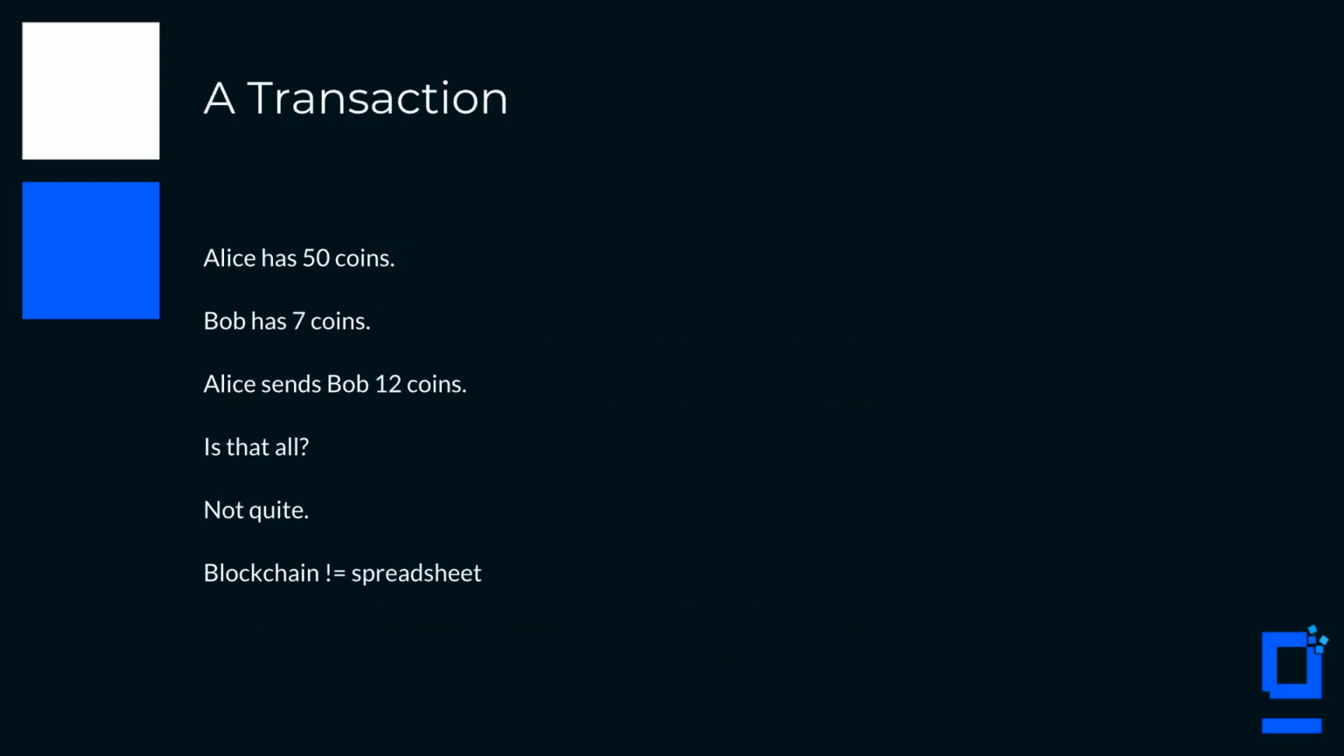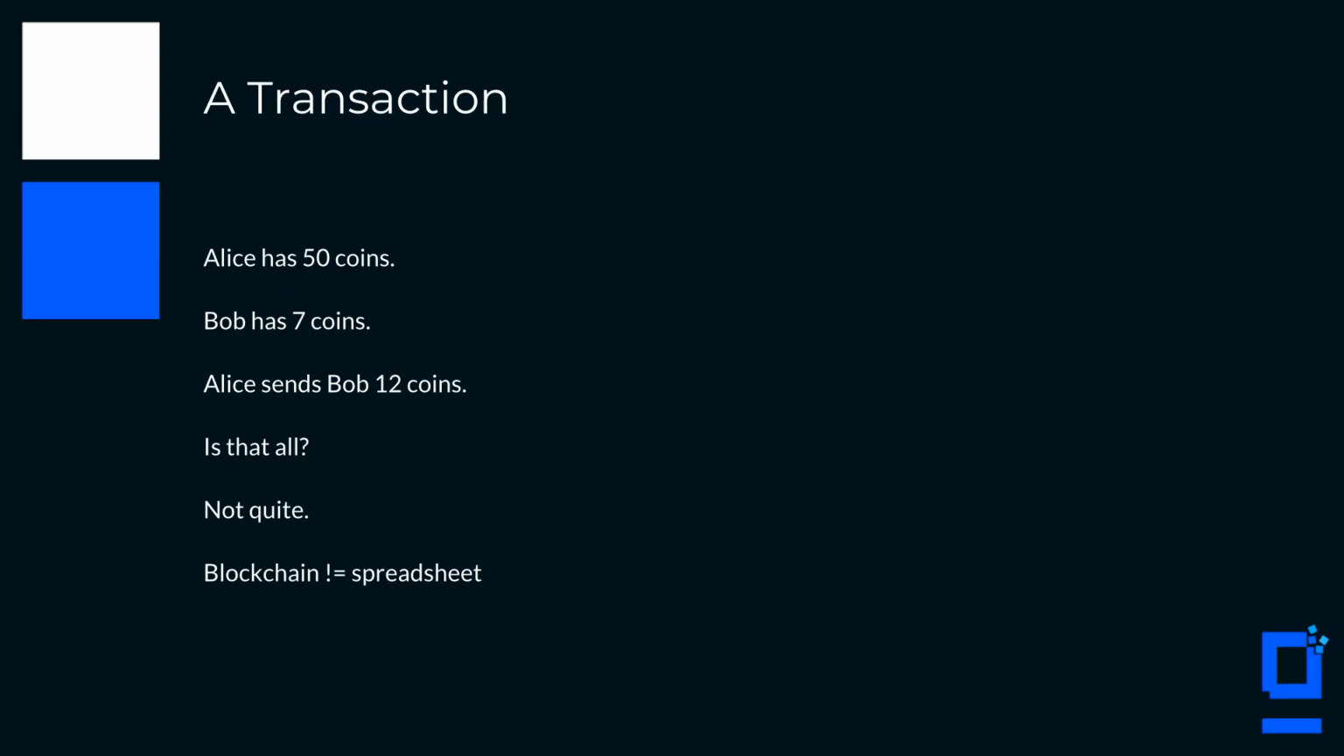Okay, so let's get to the actual cryptocurrency part of this project. Transactions, right? We want to send money from one person to another person. So here's my little example. We have Alice has 50 coins, Bob has 7 coins, and Alice sends Bob 12 coins. So we subtract 12 from Alice's balance and add 12 to Bob's balance, right? If only it were that simple.